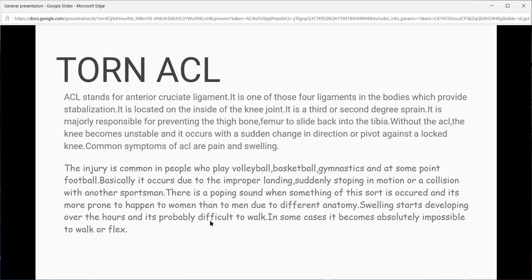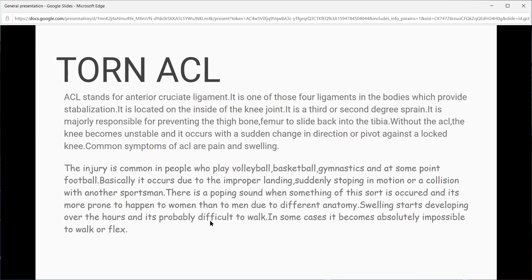So basically, the thigh bone, the longest bone in the body, the femur. So this ligament supports it so that it doesn't slide back into the tibia. Without the ACL, the knee becomes unstable, and it occurs with a sudden change in direction. Imagine you change your direction suddenly. You're playing football and suddenly the ball stops and you change your direction or pivot against a locked knee. When you're running and if you have knock knees, and your knees knock each other, then you might just fall. So that's when the ACL makes the knee unstable.